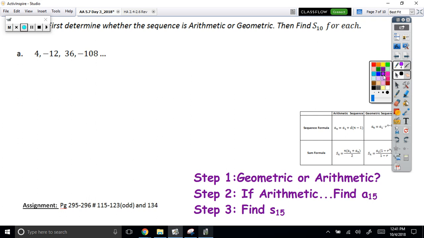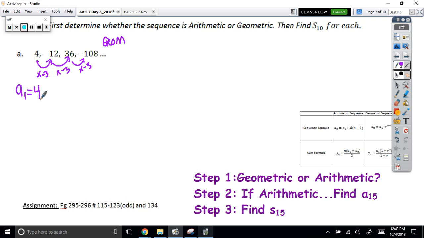What type do we have? Arithmetic or geometric? Geometric, good. We are multiplying by what? Negative 3. So let's list, geometric's the easy one. We're happy it's geometric. We only have to do one formula instead of 2. List out what we know. A1 is 4. What's the negative 3 again? R.